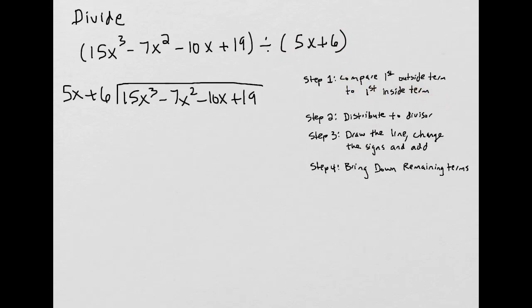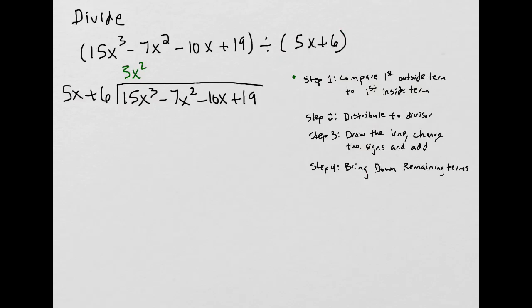So the first step is to compare first outside term to first inside term. I'm going to do that step in green. So what I'm looking for specifically here is 5x, my first outside term, times what gives me my first inside term? Well, in this case, it would be 3x squared. Why is it 3x squared? Well, 5 times 3 is 15. X times x squared is x to the third. So I'm done with the first step.